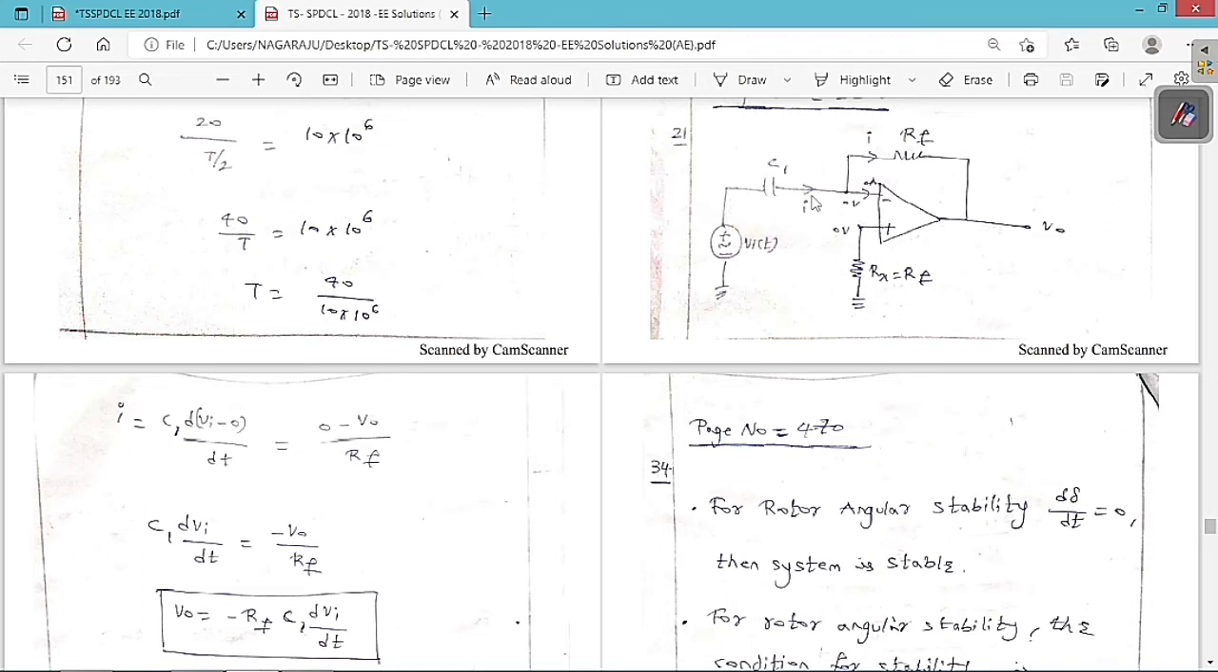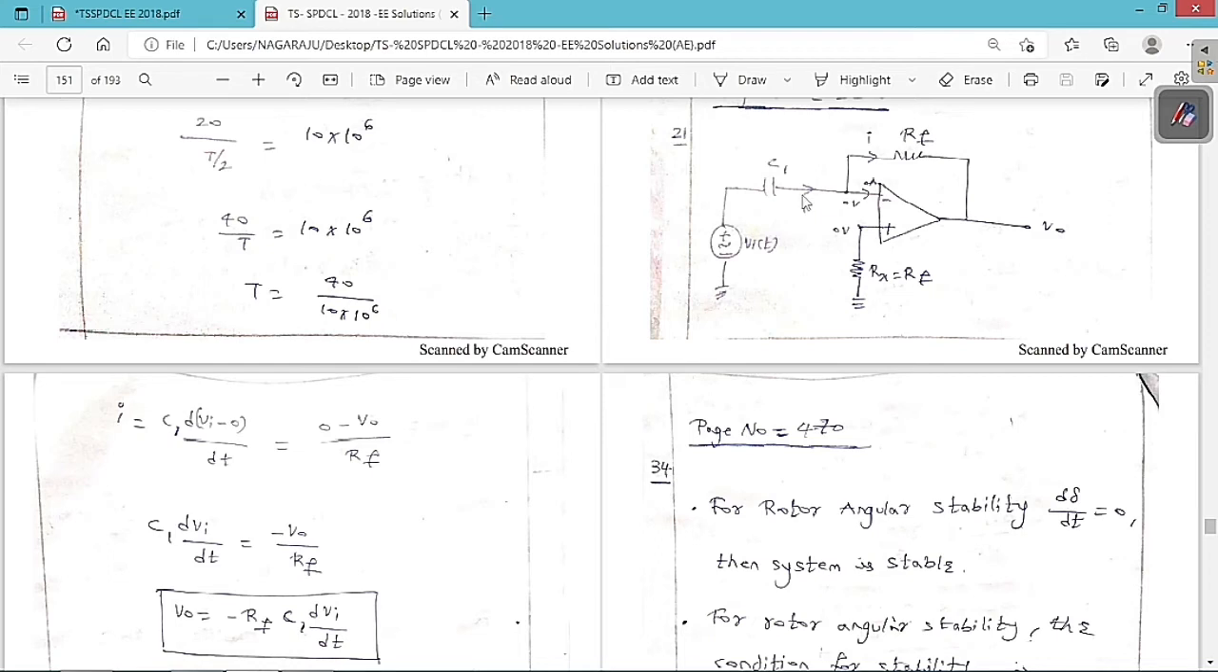So in this branch the current is I, and the current here is 0. With the help of KCL, the incoming current should always be equal to the outgoing current, so here also the current is I. Now I am going to apply KCL, or we can say Ohm's law, to get the equation between the input and the output.